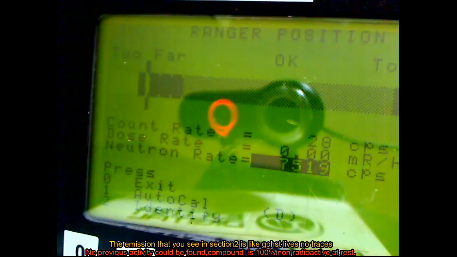There you go. 27,000, and the dose rate is 0, guys. The upper scale is for gamma radiation and is pretty low. We may assume that we're dealing with alpha particle. The question is why we have a neutron radiation.